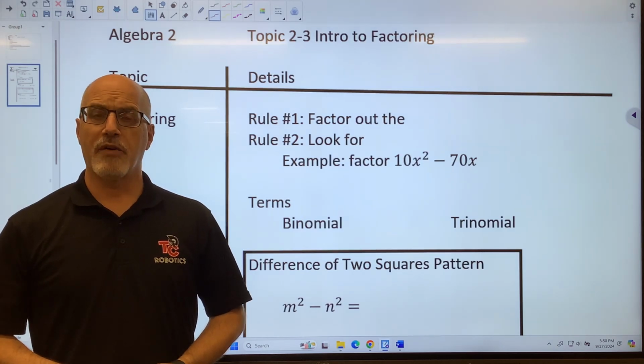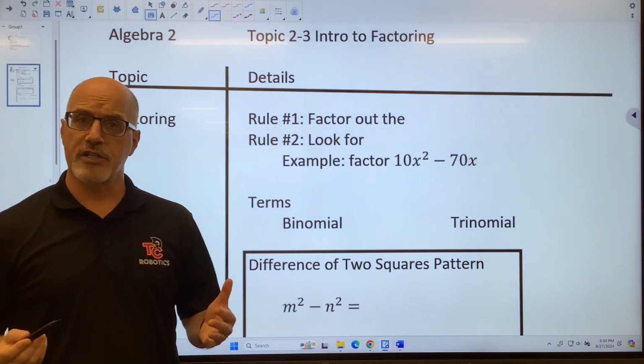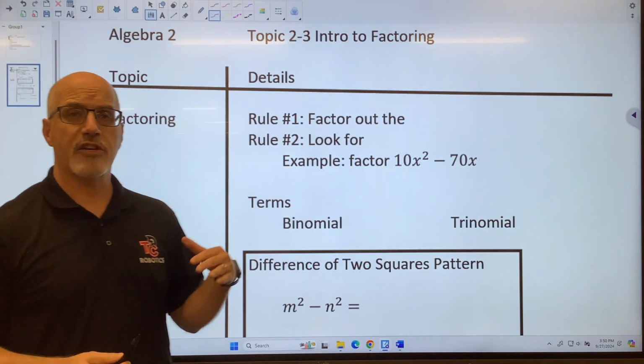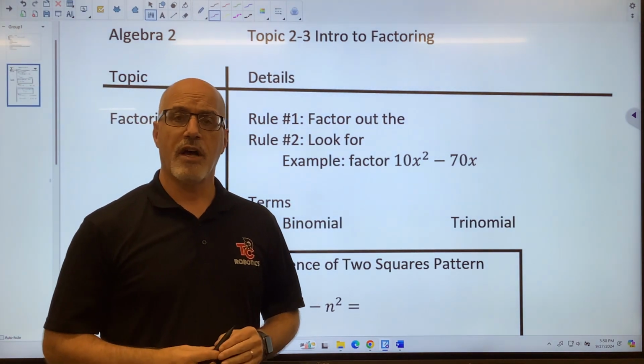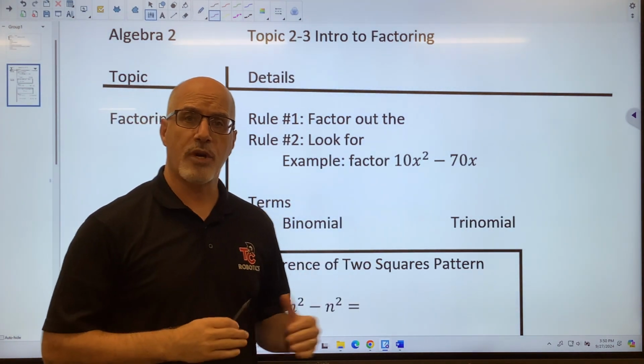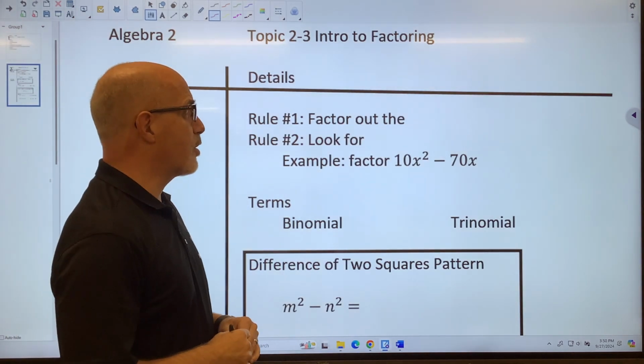This video is about factoring. We're going to do an introduction to factoring. So our objective is to factor some basic patterns of either binomials or trinomials, primarily quadratics.